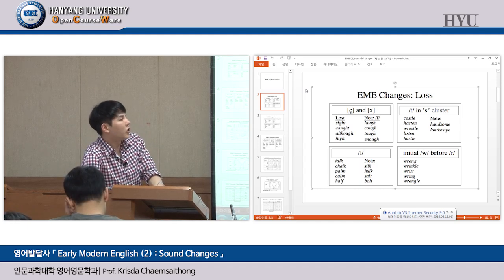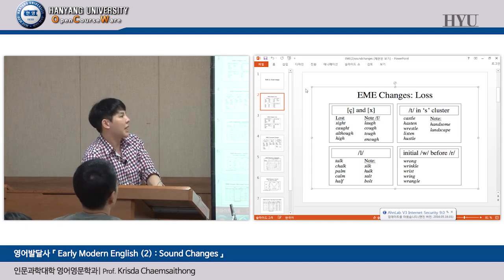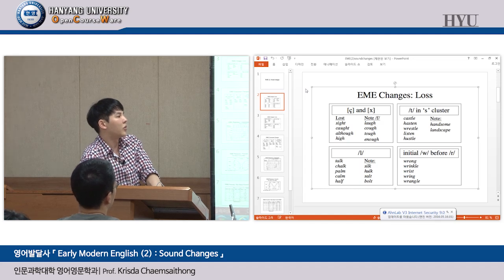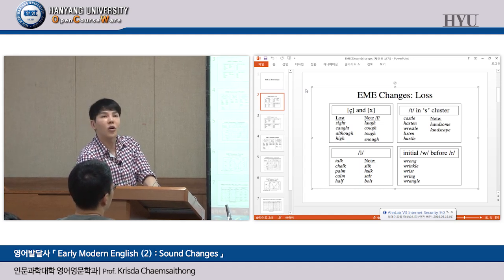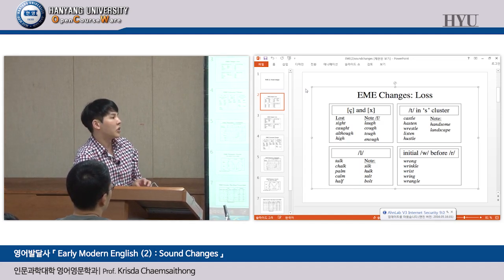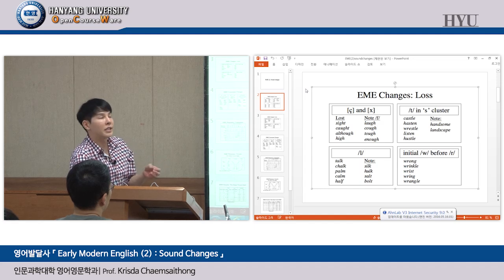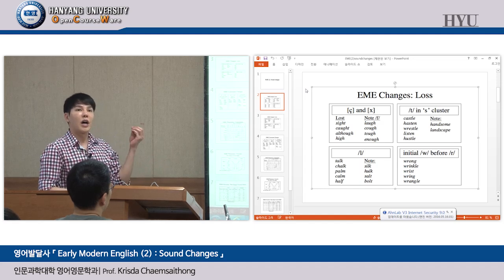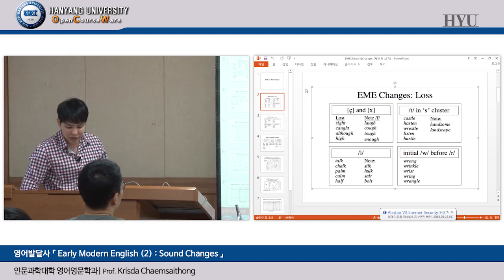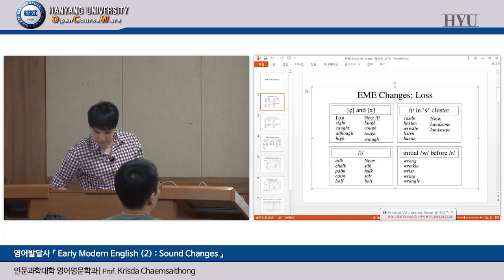Finally, the W before R is lost, as in wrong, wrinkle, wrist, ring, and rankle. So in all of these words, you don't pronounce the W, right? So all of these constitute phonological losses in early modern English, right?